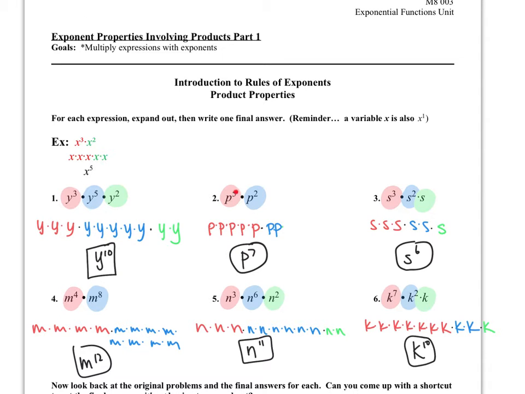So in each case, when the variable is being raised to the exponent, I'm multiplying that variable times itself that many times. P to the fifth meant 5 p's multiplying itself, and p to the second meant 2 p's multiplying itself. All I have is p's multiplying itself, so I can express p to an exponent, and since there's 7 of them, it would be p to the 7th power. In this case, I had s to the 6th power because there are 6 s's multiplying itself. On number 4, when I expanded out, I had 12 m's multiplying itself. On example 5, after expanding out, I had 11 n's multiplying itself, and on example 6, after expanding out, I had 10 k's multiplying itself.